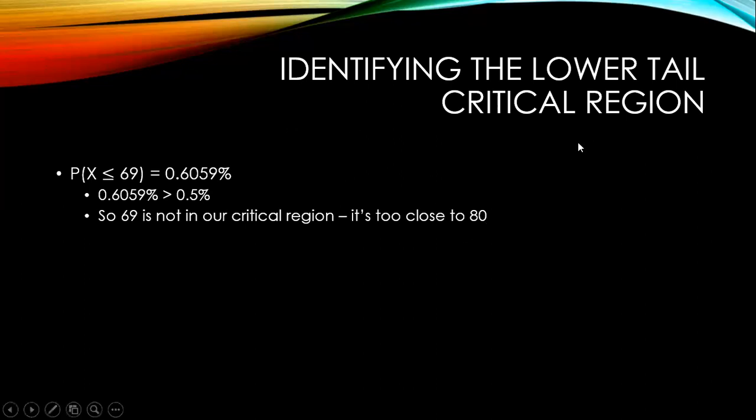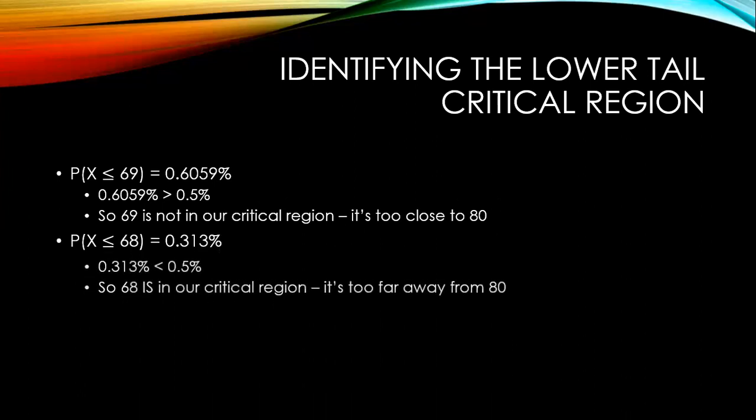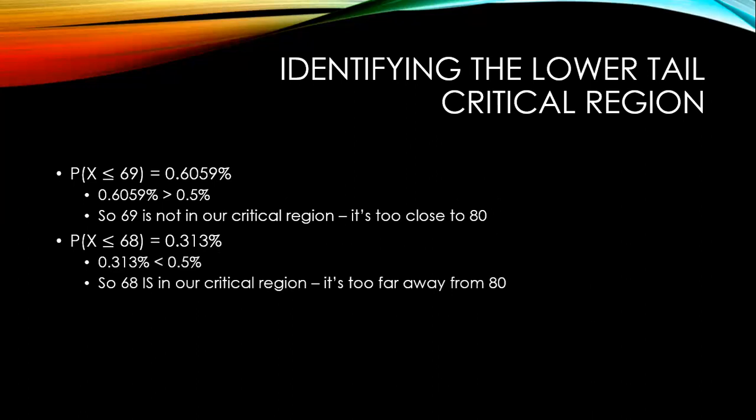So remember, we're assuming that the probability of getting a brown-eyed person is 80%. If you've got a sample of 100 people, how many brown-eyed people would you expect? You expect 80, because 80% of 100 is 80. So 69 is not in our critical region. It's a little bit too close to 80. But when we go to 68, the probability that we get 68 or fewer successes is 0.313%. 0.313% is less than 0.5%, our lower tail probability of rejecting H0. So 68 is in our critical region because now 68 is too far away from 80.